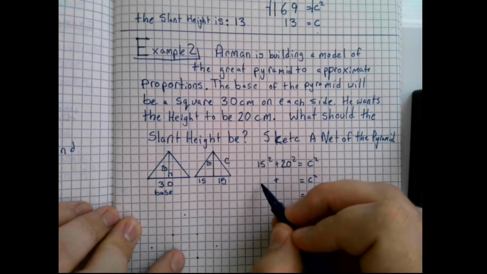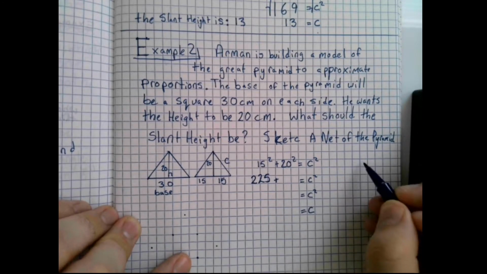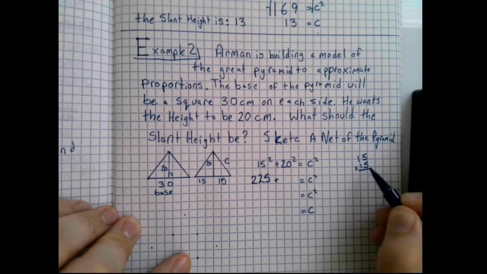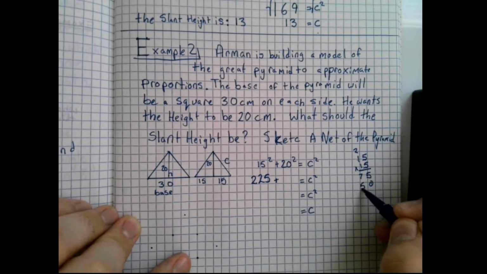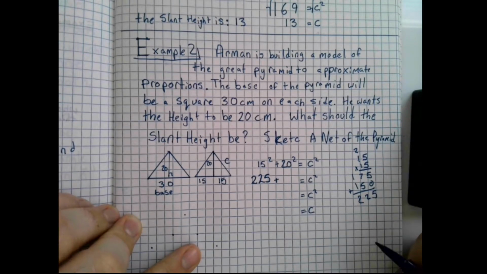15 squared we've seen a couple of times in class. It's 225. I'll do the math over here just in case. You need to see it worked out. 5 times 5 is 25. 5 times 1 plus 2 is 7. 1 times 15 is going to be a 5 and a 1. Added is 5, 12, and 2, giving us 225.